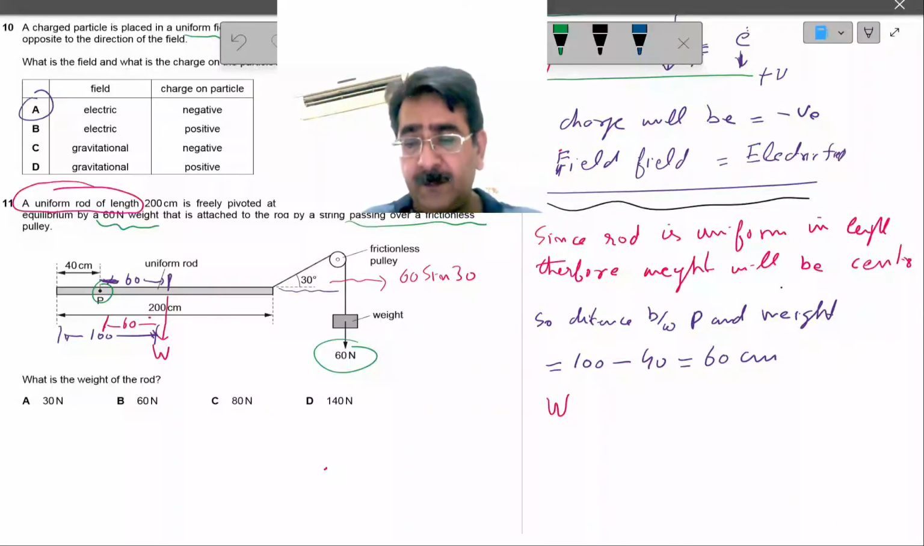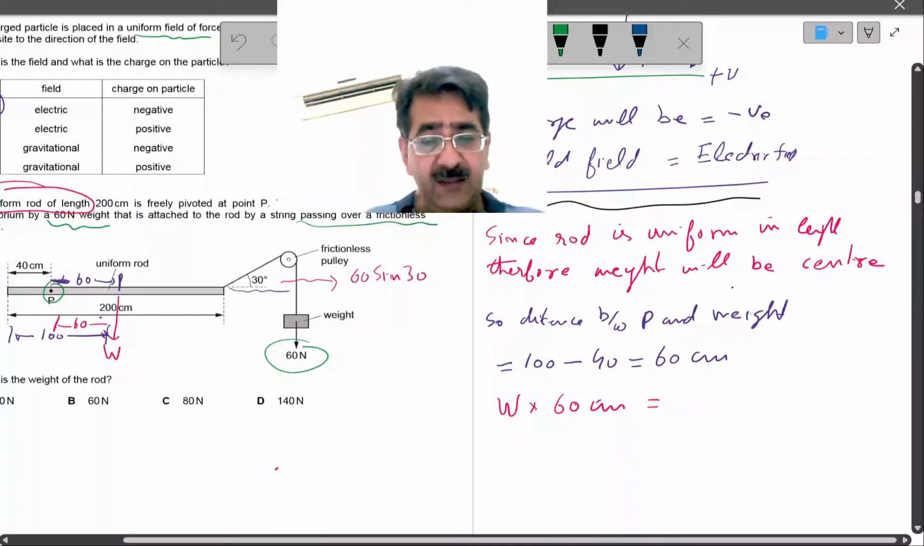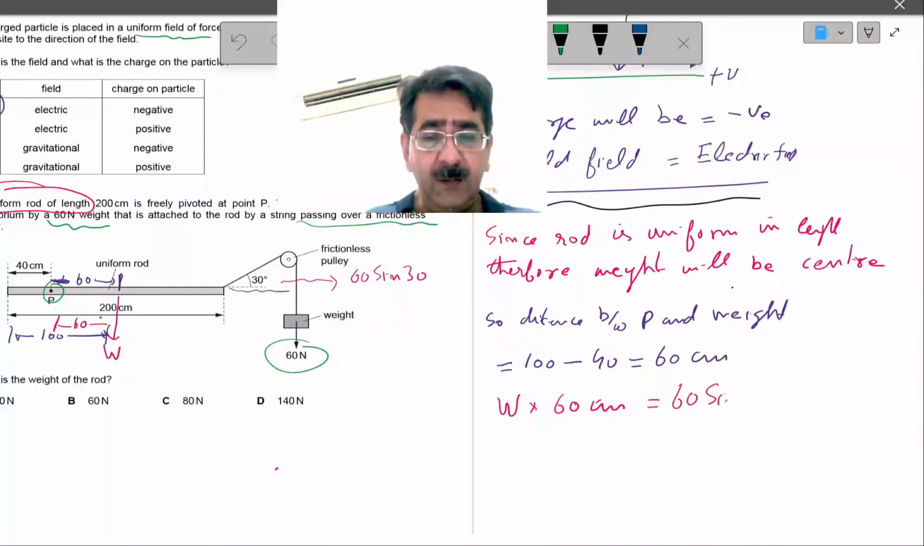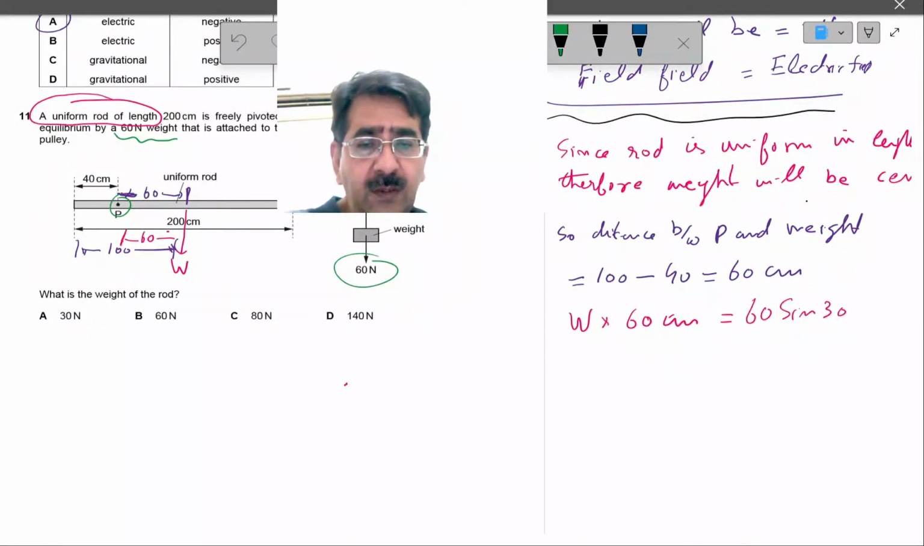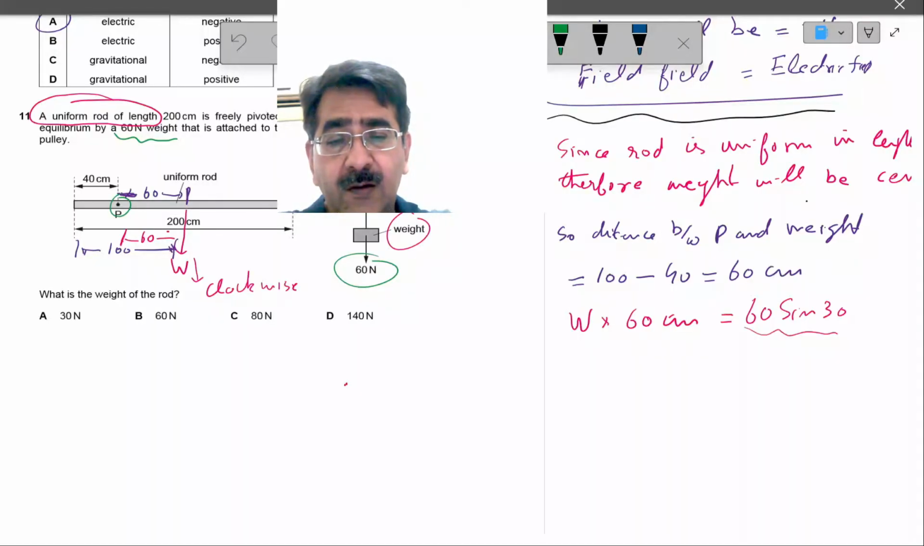We have to calculate the weight of the rod, which passes through the center of the rod. The couple produced will be W multiplied by 60 centimeter, and that will be equal to 60 Newton force times sine 30, the perpendicular component of this weight. This force gives an upward torque, clockwise, and this will be an anti-clockwise torque or moment.